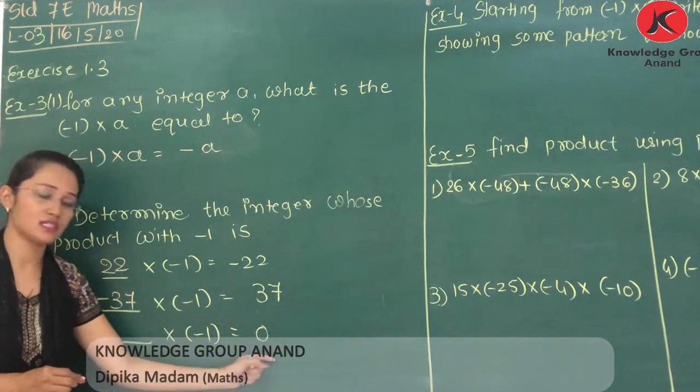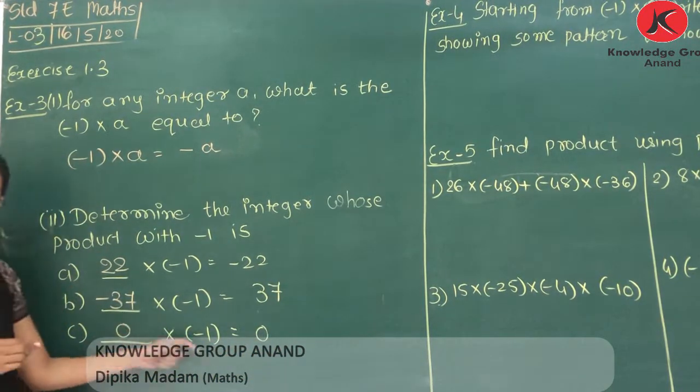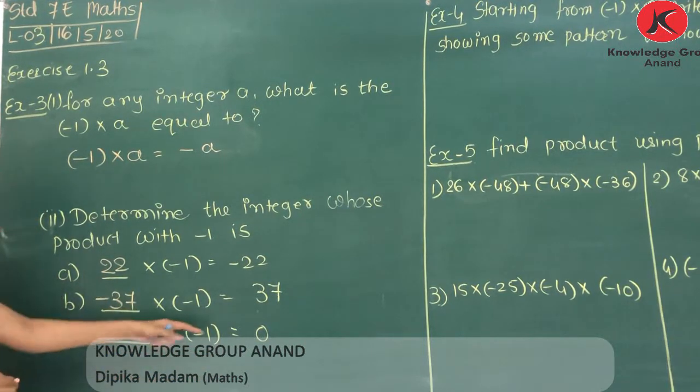If we multiply a number with -1 and get the answer 0, how can we get 0 as the answer? When 0 is multiplied with -1. Any number multiplied by 0 gives the answer 0.